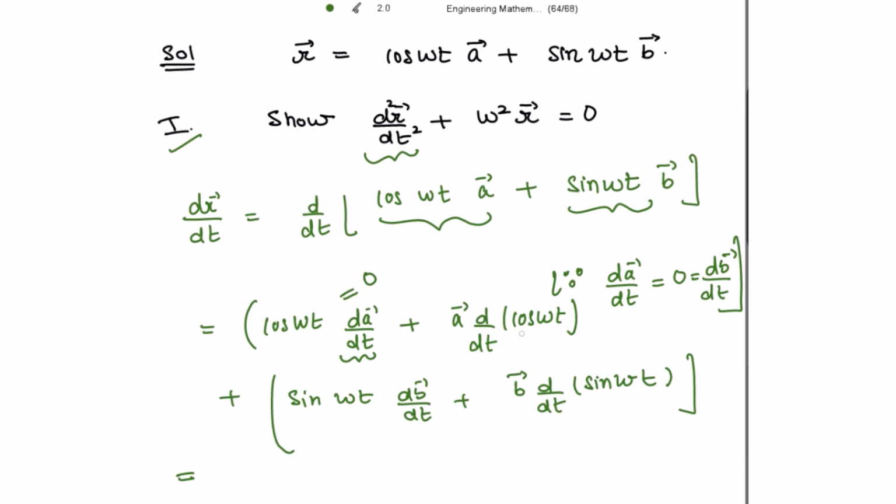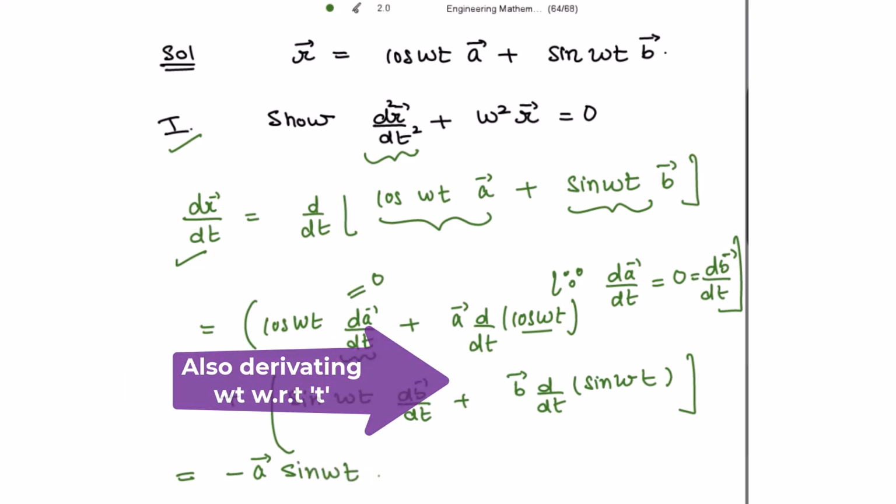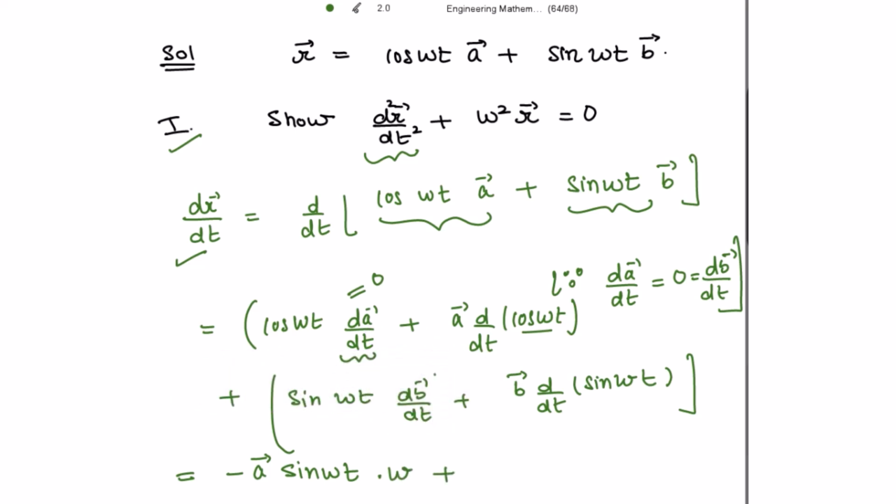From the second term we have, differentiating this with respect to t, minus sine of wt multiplied with w. Then plus, this term is 0, b vector is a constant vector, and then b vector multiplied with the derivative of this. So this is cos of wt multiplied with w. So this is your first derivative of r with respect to t.